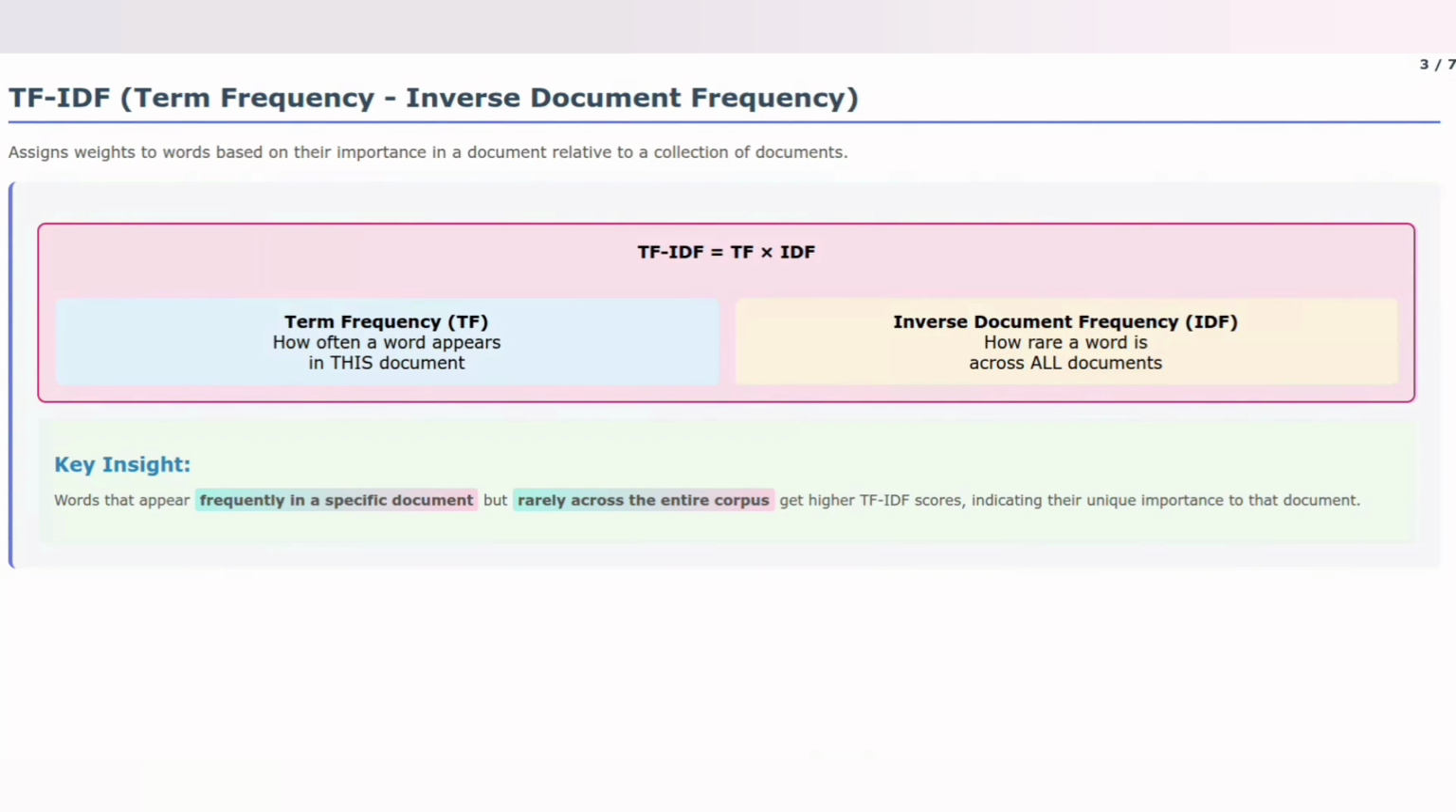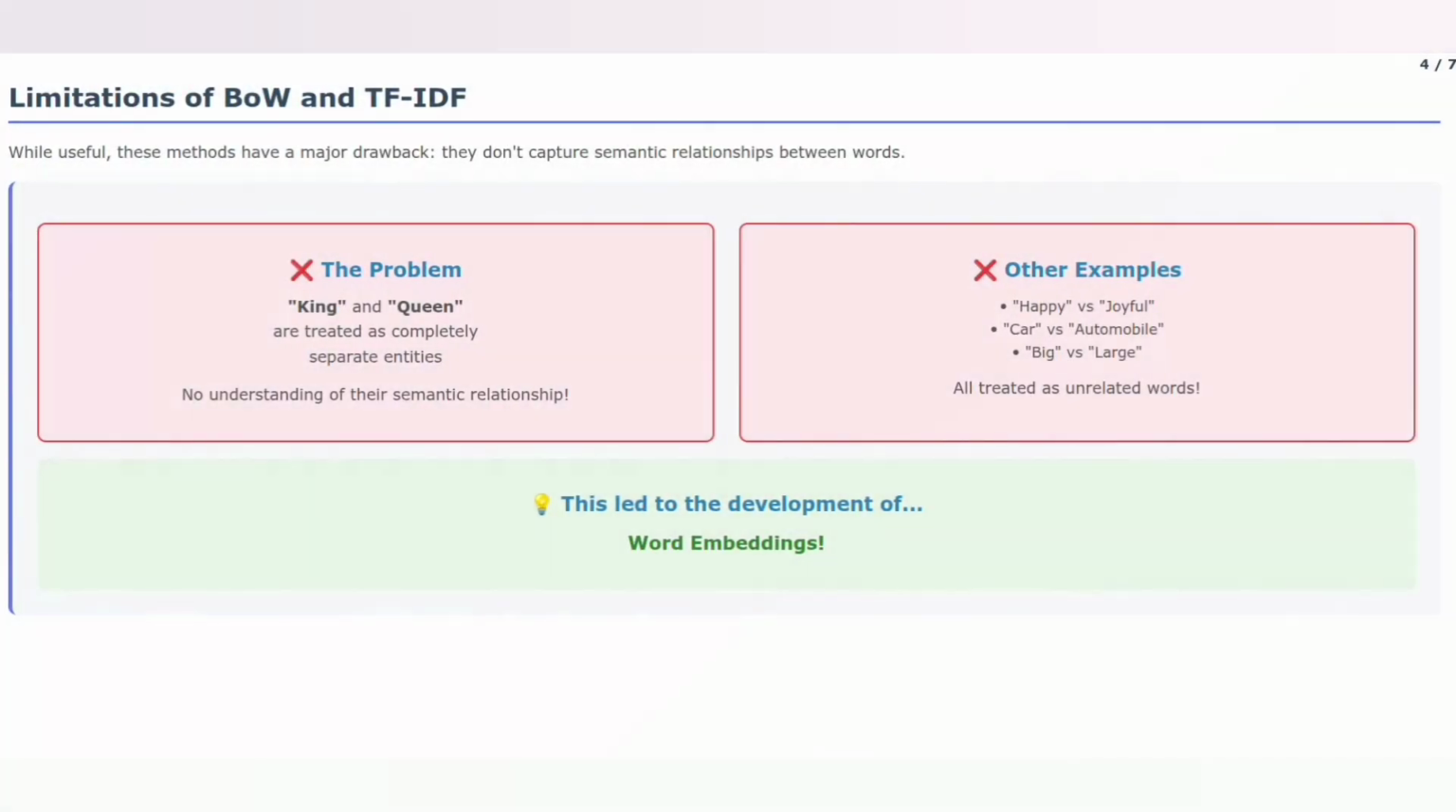While BOW and TF-IDF are useful, they suffer from a major drawback. They don't capture semantic relationships between words. For example, king and queen are related, but these models treat them as completely separate entities. This led to the development of word embeddings.